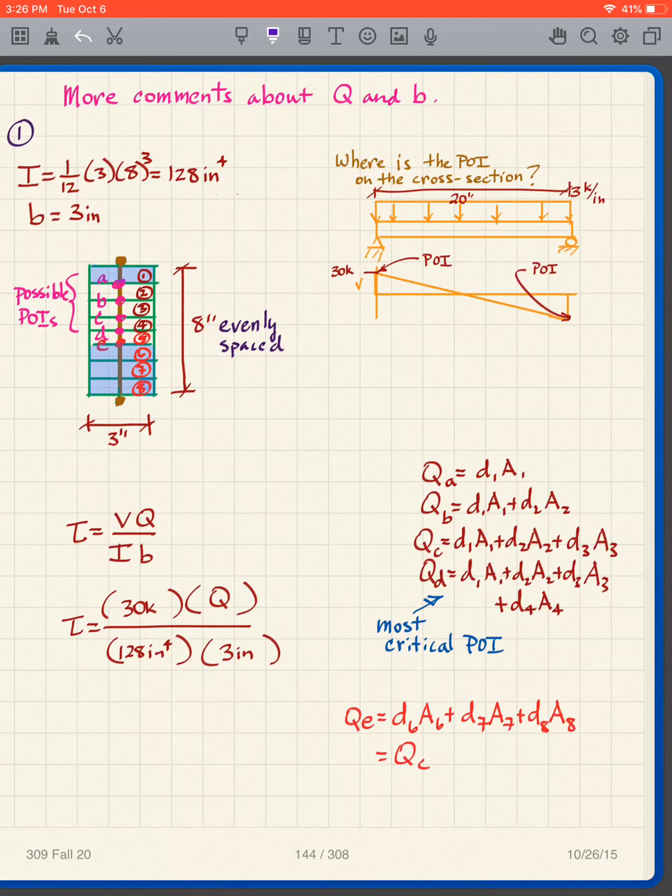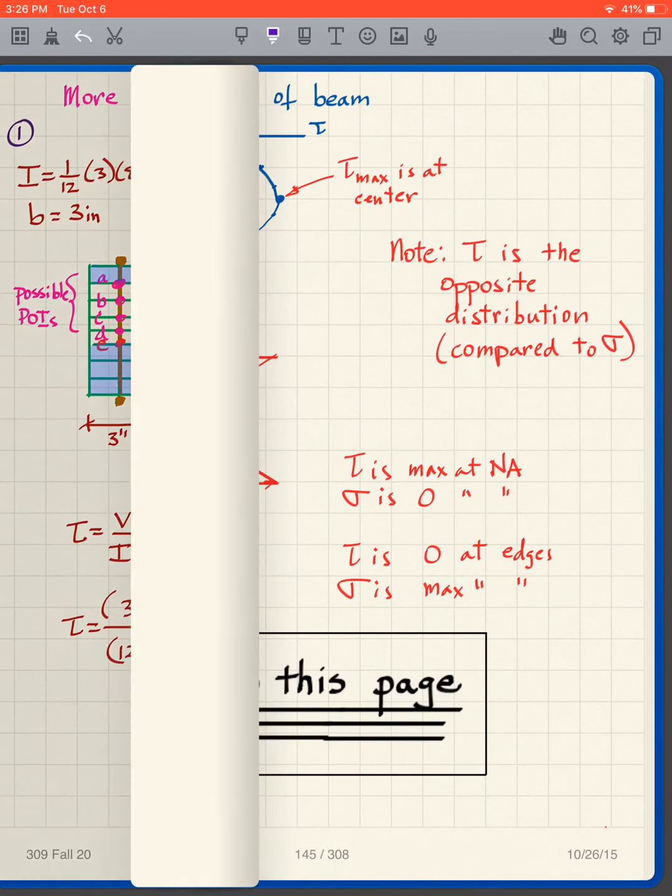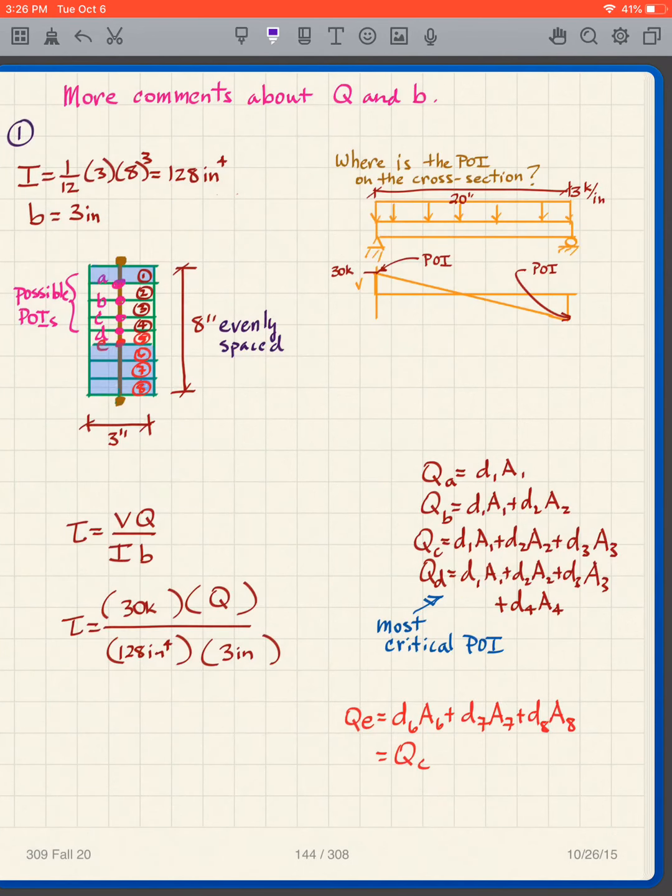Okay. Let's look at the different Q's for each of these. Now, here we have these different points of interest. That means we're going to have different shaded areas. So I'm not going to show every shaded area, but I'm going to show a couple of them. In other words, that shaded area is for a point of interest of point A. Why? Because point A is right there, and I shade the area above it.